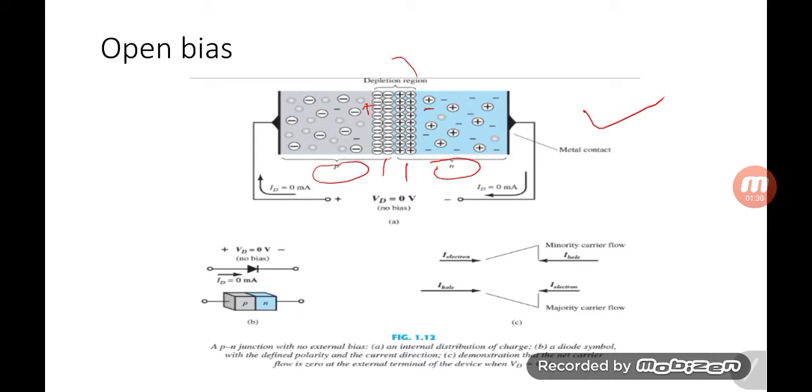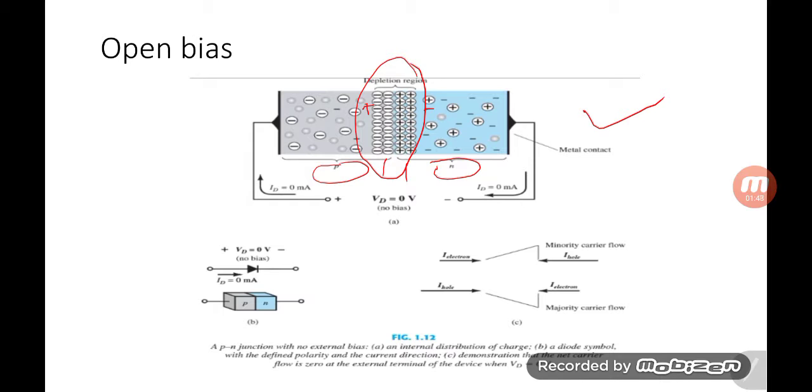So this region is called the depletion region. Why? Because this is a depletion of free carriers in the region. This junction or this region is depleted of free carriers. That's why this is called the depletion region, or uncovered region, or transition region.